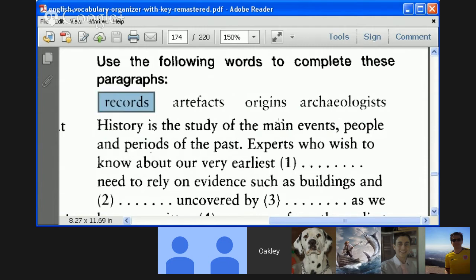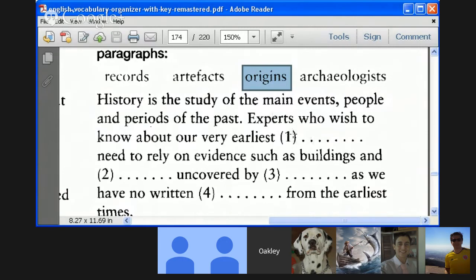Archaeologists. No. Two more tries. Yeah, experts who wish to know about our very earliest origins. There you go. Our origins, where we come from. It originates in Africa. It comes from Africa. So origins is the noun. Okay, I'm sorry, Max, continue.